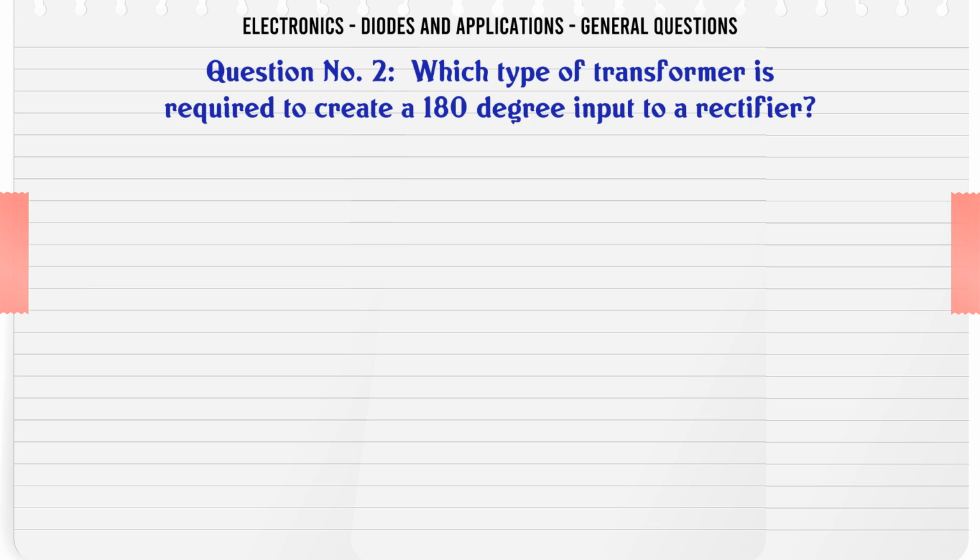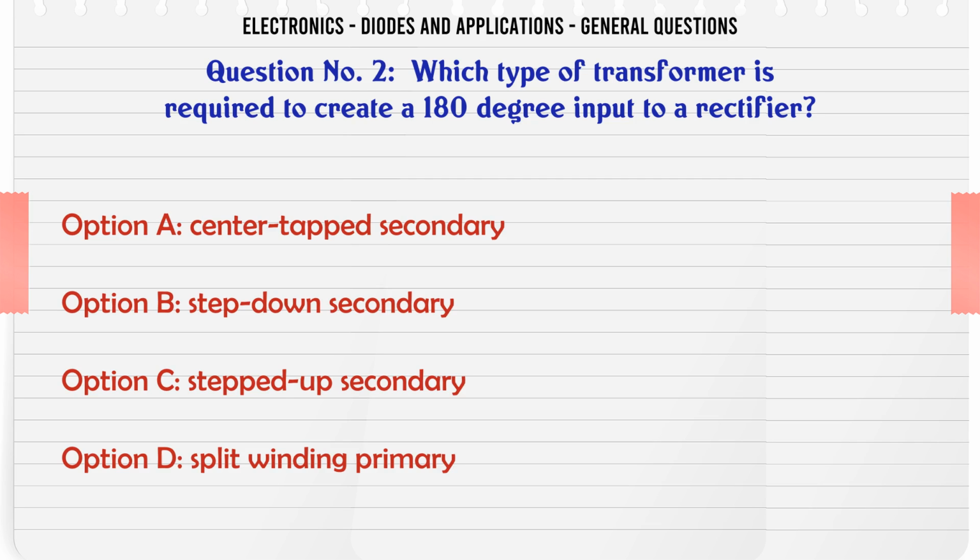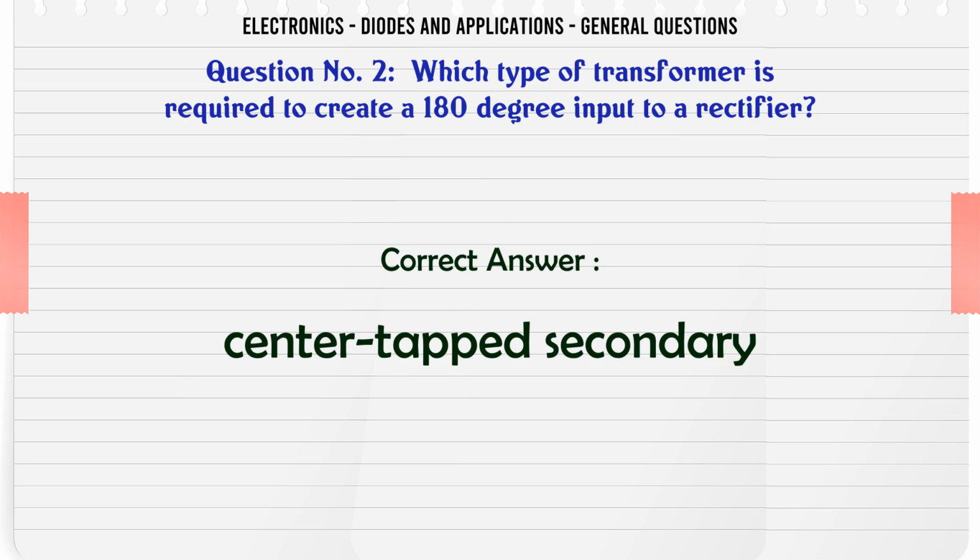Which type of transformer is required to create a 180-degree input to a rectifier? A. Center-tapped secondary. B. Step-down secondary. C. Stepped-up secondary. D. Split-winding primary. The correct answer is center-tapped secondary.